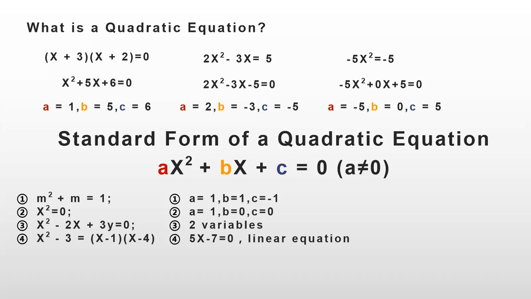And lastly, x squared minus 3 equals x minus 1 times x minus 4. That, when simplified, turns into 5x minus 7 equals 0, which does not have a term which has x squared. Which means that it's not a quadratic equation because it doesn't have a term that has x to the power of 2.